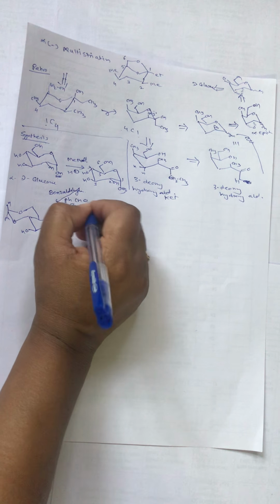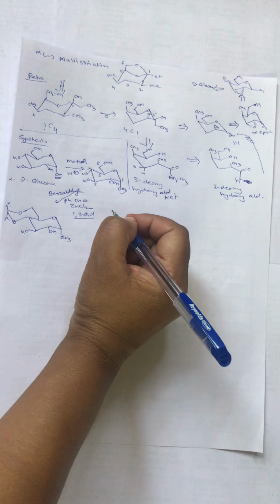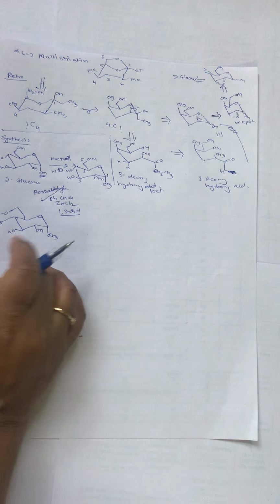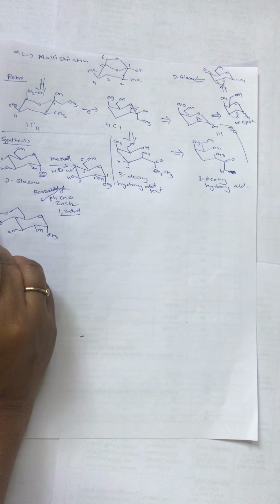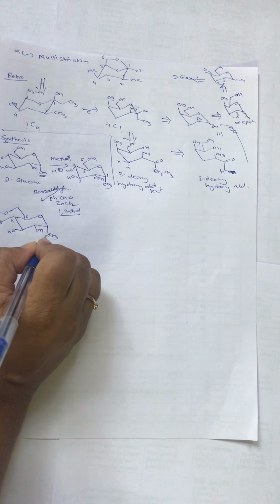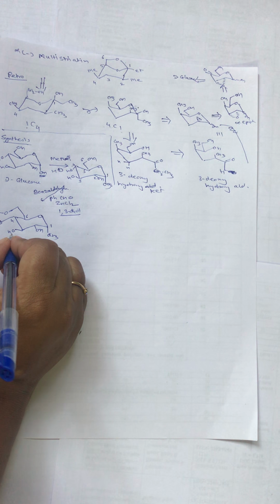So this is going to protect the 4 and 6 carbon atoms. This is especially protecting a 1,3-diol. One must know that benzaldehyde is generally used to protect 1,3-diols. So we have protected positions number 4 and 6, and position number 1 also, and now two OH groups are left, at position number 2 and 3.